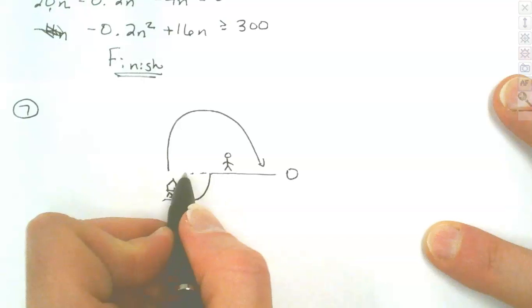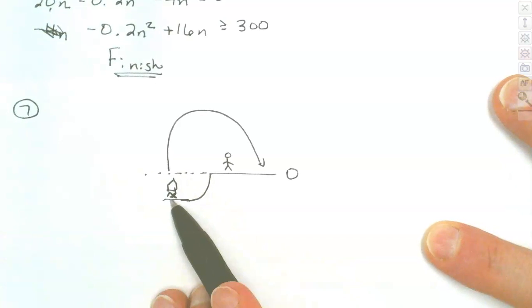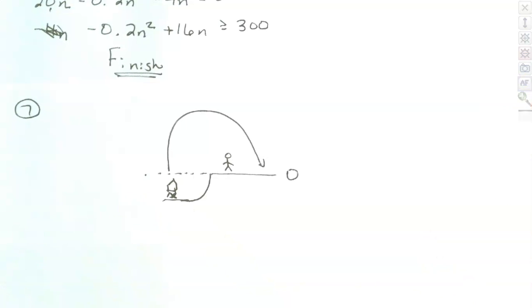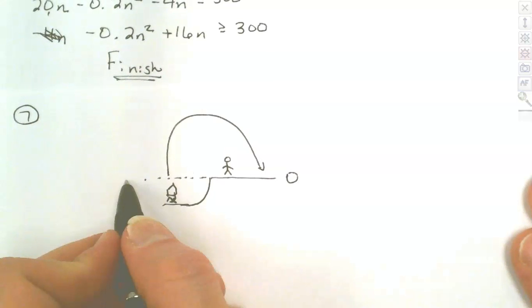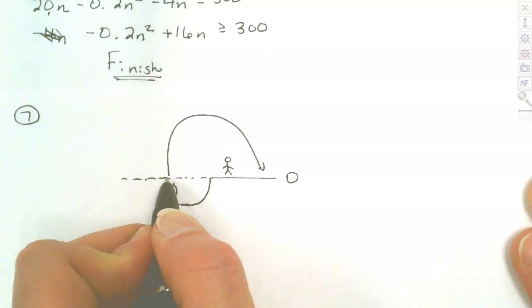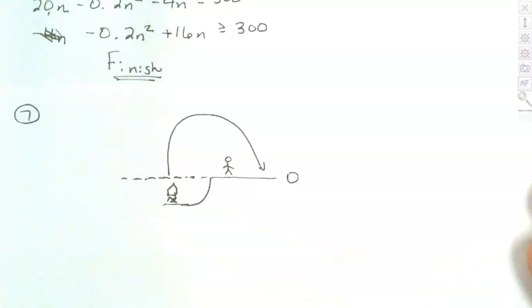Now, where can I see the flare? When the flare starts, I can't see it. Why not? Because it's below ground, right? If I'm standing here and it's below me, I can't see it. So I can't see it until it crosses that dotted line. So once it crosses that dotted line, I should be able to see it.